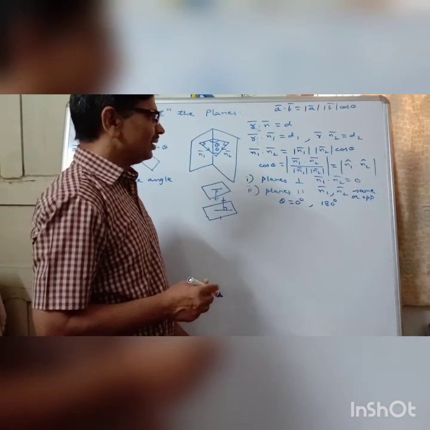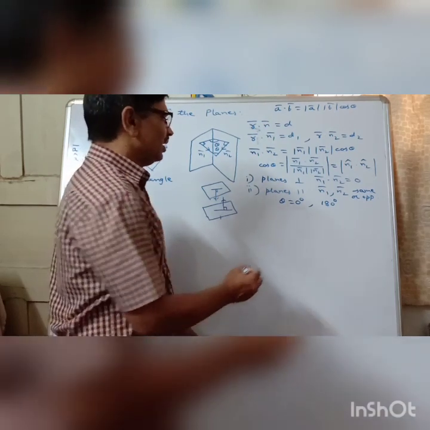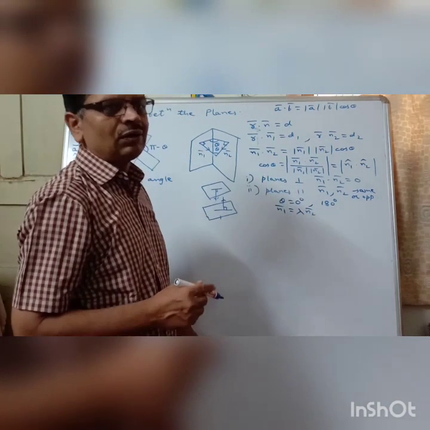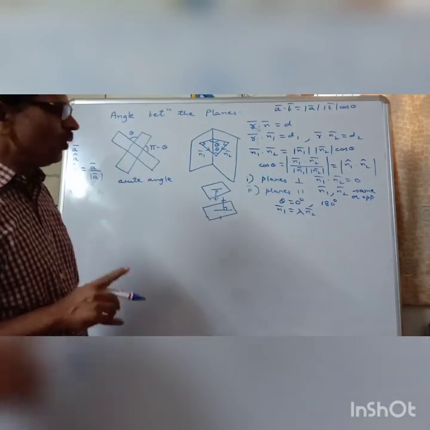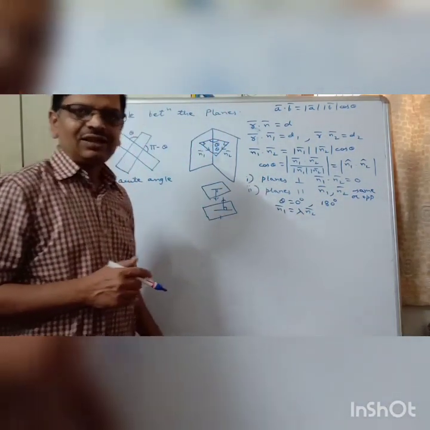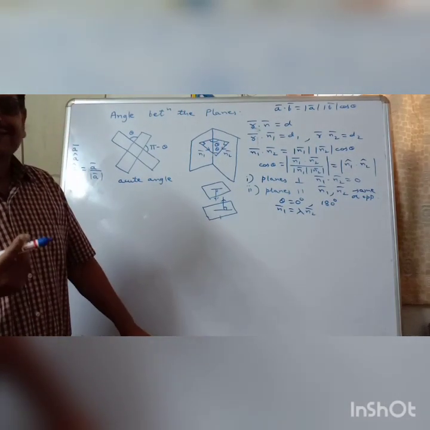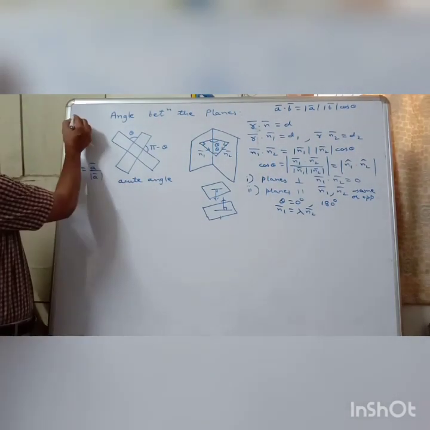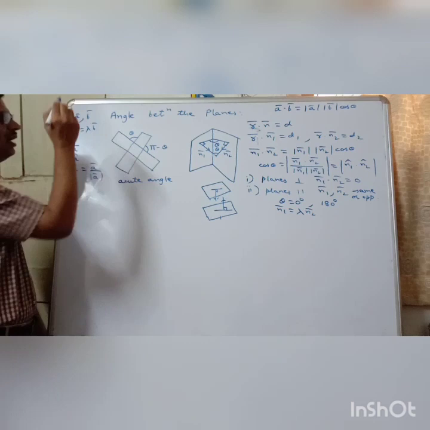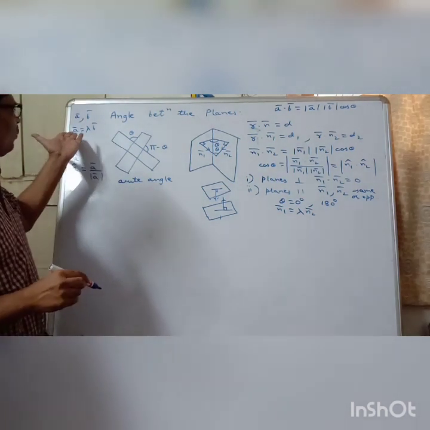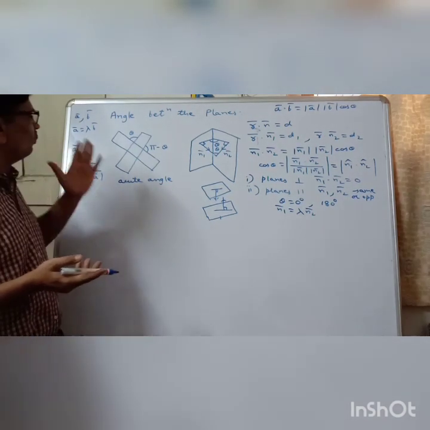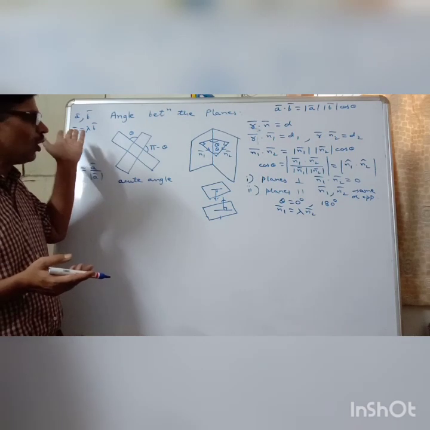Normal vectors are parallel to each other, which means one vector can be written as a scalar multiple of the other. When two vectors are parallel to each other, one vector can be expressed as a scalar multiple of the other. If A bar and B bar are parallel vectors, then we can write A bar equal to lambda B bar. So here we have written A bar as a scalar multiple of B bar. Instead of that, we can write B bar also as a scalar multiple of A bar.